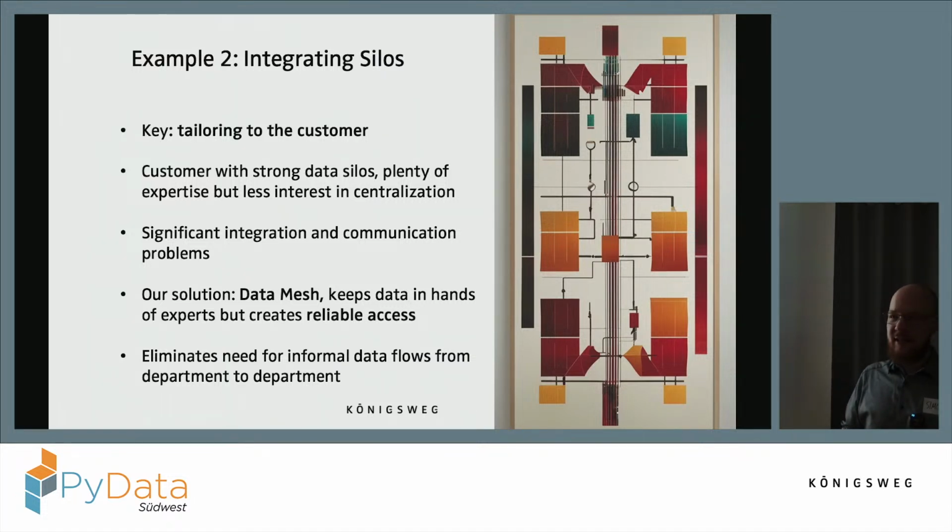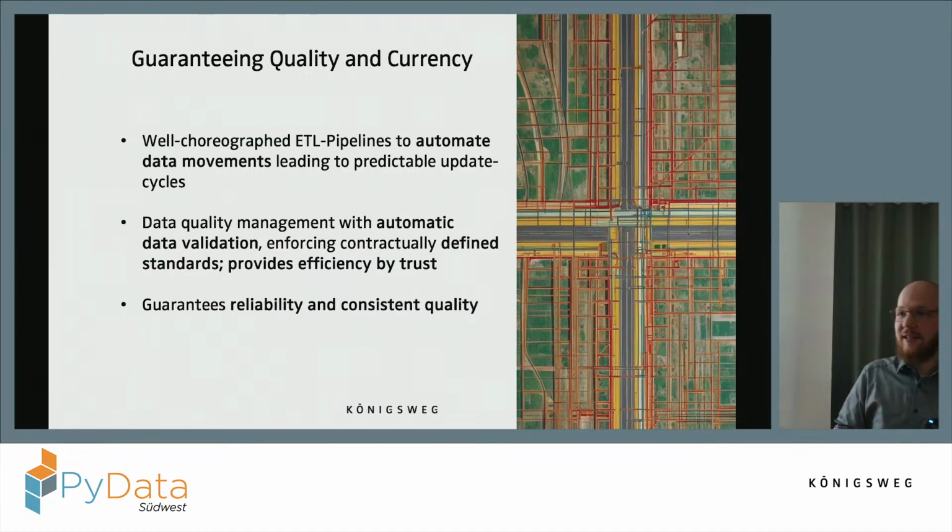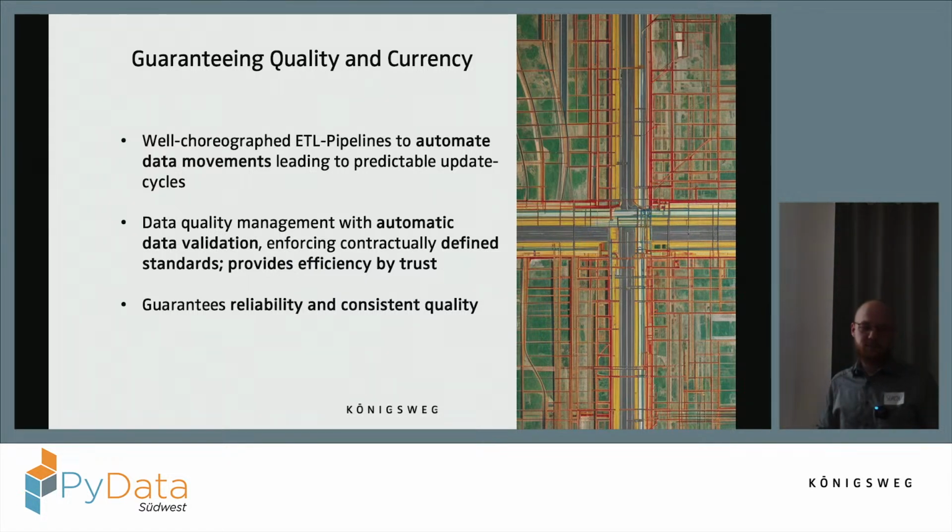So we eliminated the need for informal data flows. And if we replace informal data flows, we need formal data flows. So we set up a bunch of ETL pipelines to automate the data movement from the data within the department to the provided API outwards facing. We implemented some data quality management measures like automatic data validation and contractually defined standards.